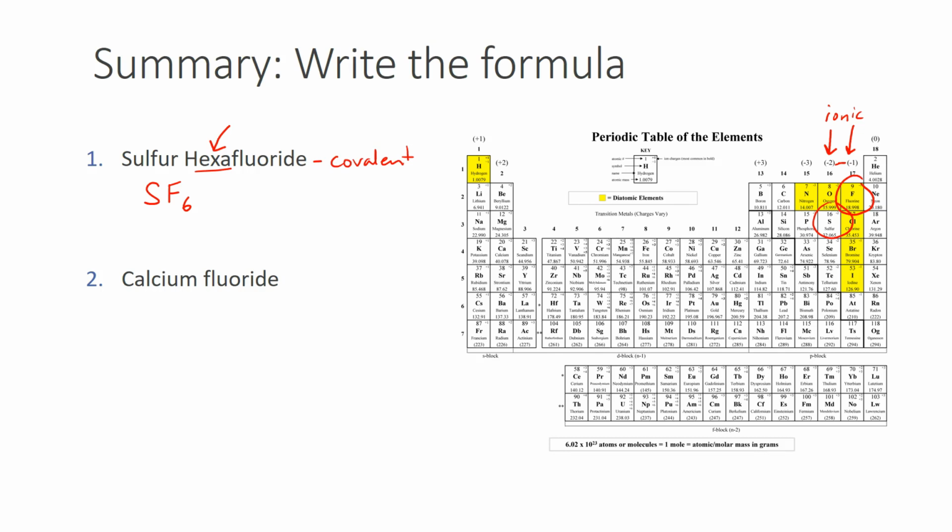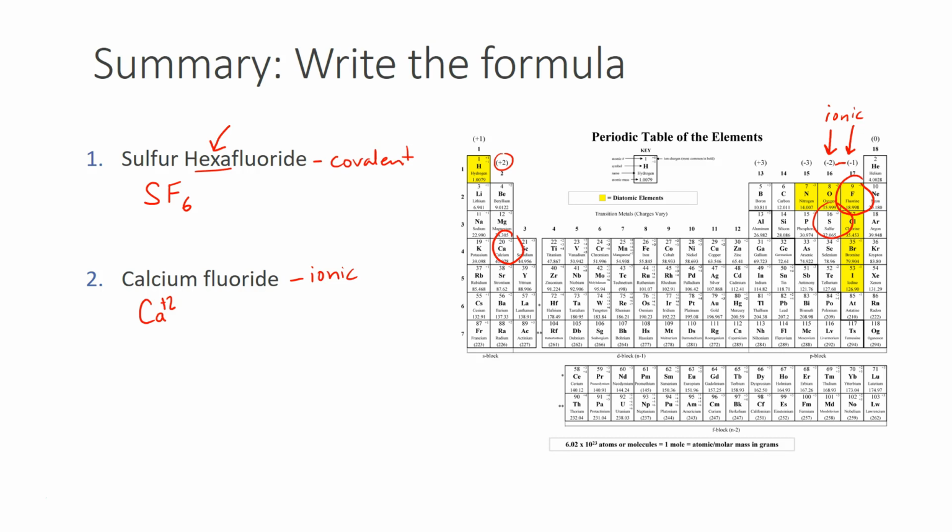The second example is calcium fluoride. So we'll find calcium. It's in group 2. It has a +2 charge. And actually, before we even get there, so calcium is a metal. Fluorine is a nonmetal, so we have to make sure we specify that this is an ionic compound. It's a metal plus a nonmetal.